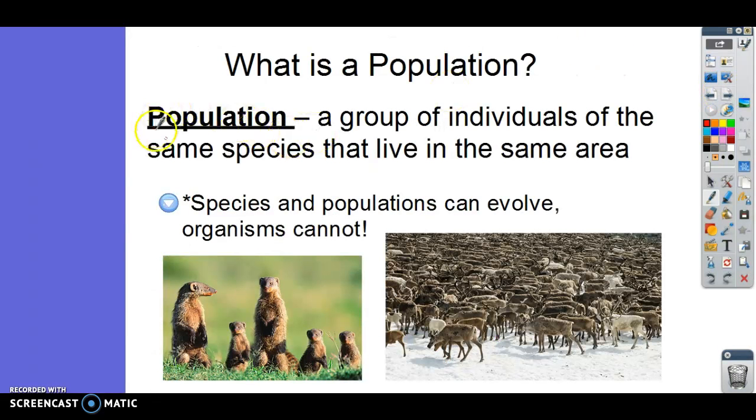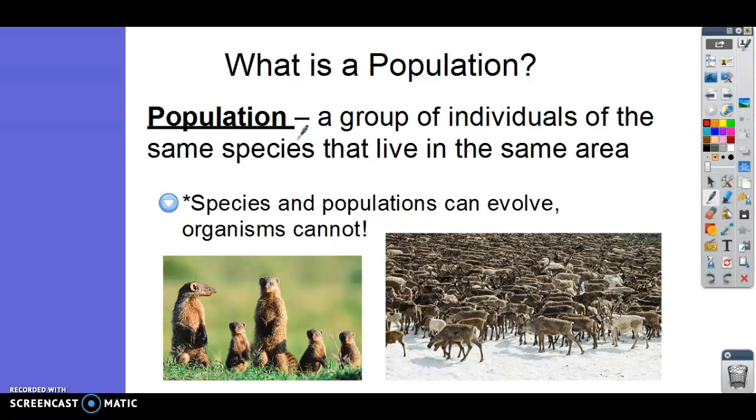We talked about a population. A population is a group of individuals of the same species that live in the same area. So for example, is a group of wolves and a group of coyotes together a population? No, it is not a population. Why is it not a population? Because they have to be all the same species.